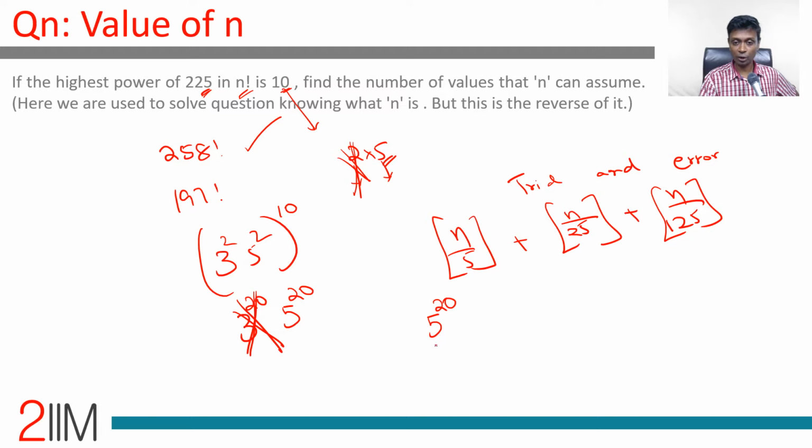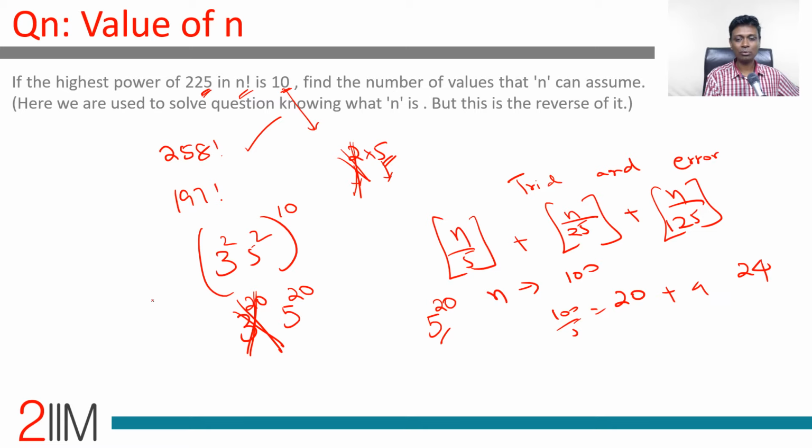Then we need to find the number of values of n. Let's find the smallest value of n that's a multiple of 5 power 20, and then we'll build from there. And so this is trial and error. We are going to find integer part of n by 5 and then divide that by 5 and so on. If we did 100 by 5, that's 20. And so if n were 100, then 100 divided by 5 is 20 plus 20 by 5, which is 4. This is 24. 5 power 24 will divide 100 factorial, so it's not 100.